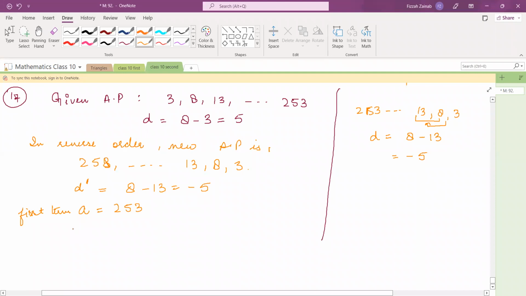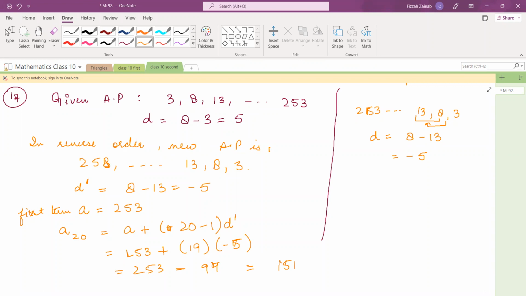Now you have to find the 20th term. So A20 will be A plus 20 minus 1 into D dash, because I'm denoting it by D dash. So this will be 253 plus 19 into D dash, which is minus 5. So 253 minus, how much is this? 5 into 9 is 45, carry 4, 5 into 1 is 5, plus 4 is 9, so 95. Please check the calculation. 19 times 5 is 95, right?